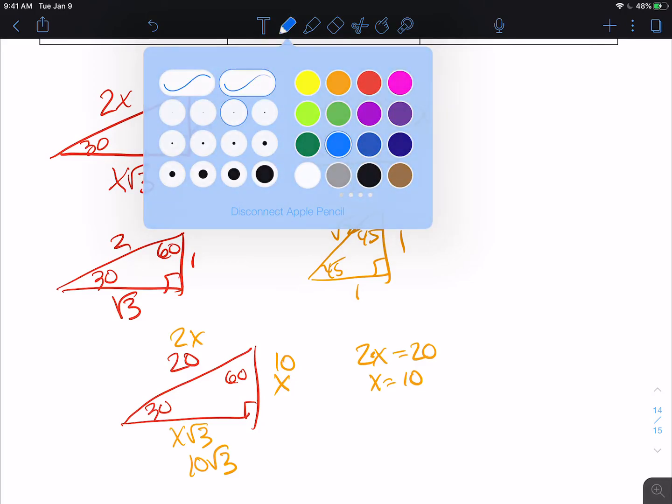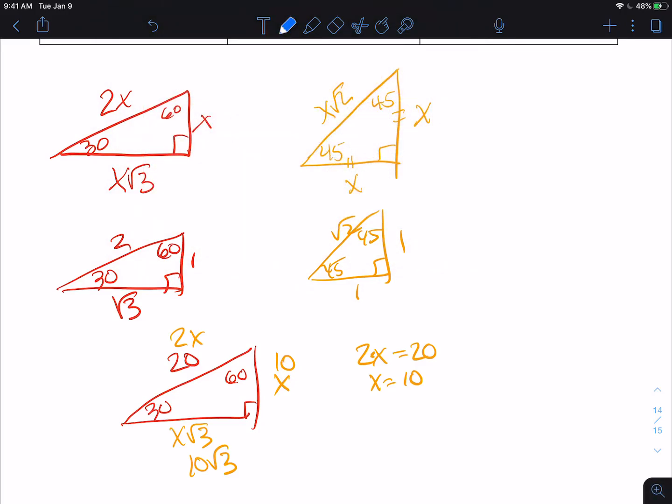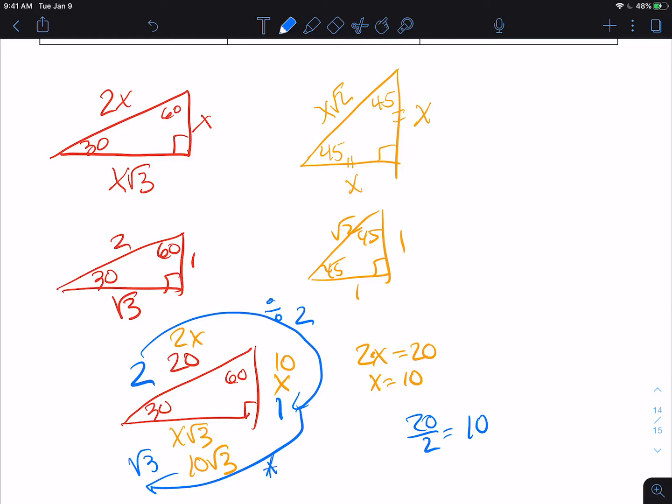A second way that you can think about it is how to go from one to the next. So this side length is 2, this is 1, this is root 3. So how do I go from here to here? Well, I divide by 2. So to go from 20 to this side, I'm going to take 20 and divide by 2, and that will give me the side where 1 is. So that gives us that this side length is 10. To go from 1 to root 3, I'm thinking, well, I multiply by root 3. So if I take the 10 and I multiply by root 3, I get 10 root 3. So those are kind of my two different ways of looking at the problem.